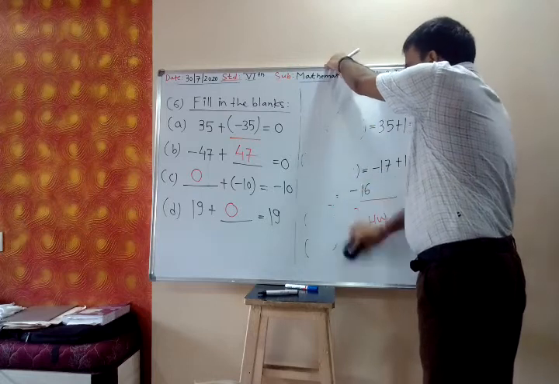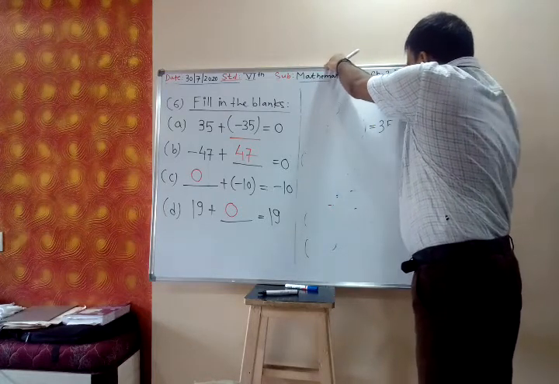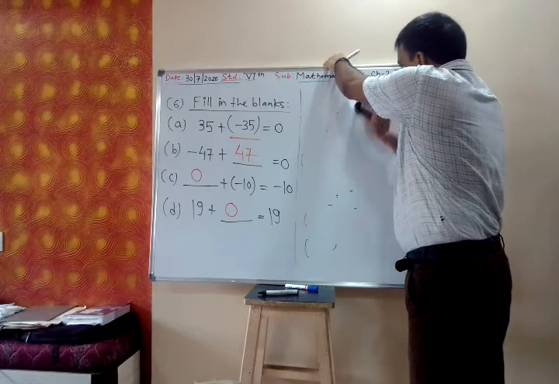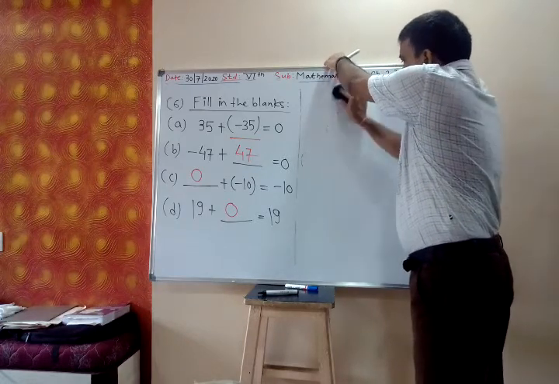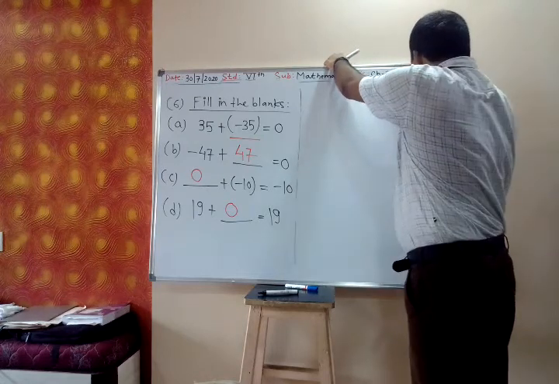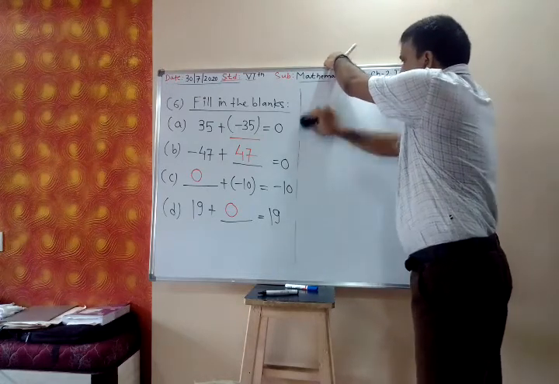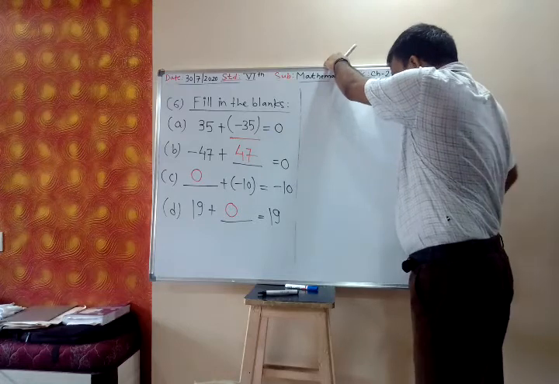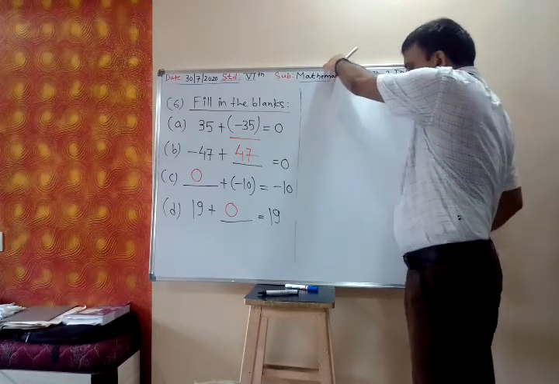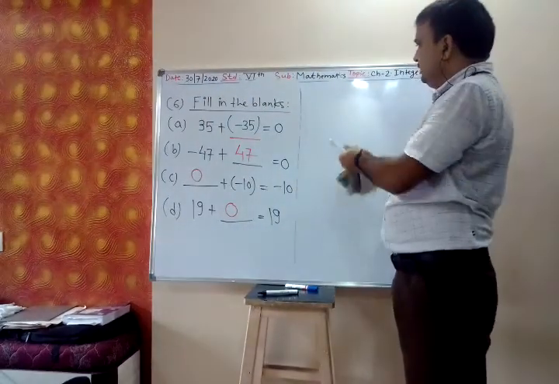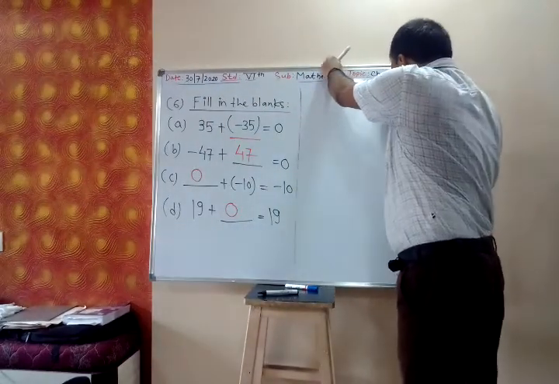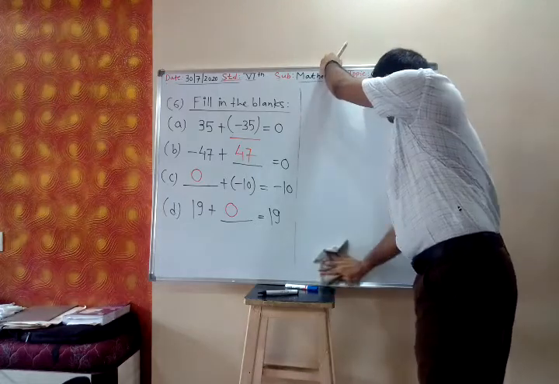19 plus 0 is equal to 19. Ask the doubt that you have. Who wants to ask the doubt? Ask Harshit.